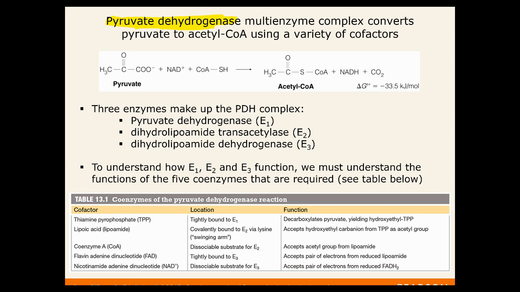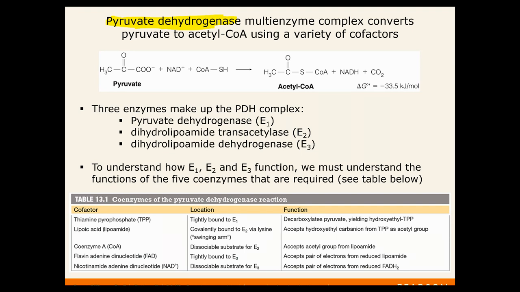It's called a complex. It has 3 different enzymes: pyruvate dehydrogenase, dihydrolipoamide transacetylase E2, and then dihydrolipoamide dehydrogenase E3. And so those are 3 different enzymes. So it's called a complex. The other thing that I want to tell you is that within those enzymes, there's a bunch of cofactors and coenzymes.